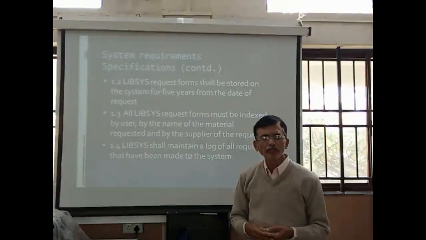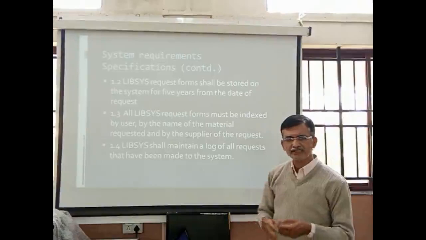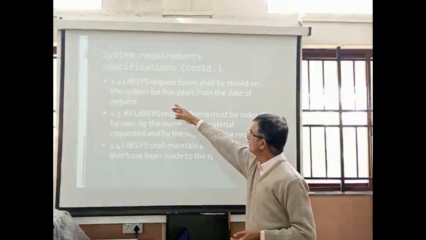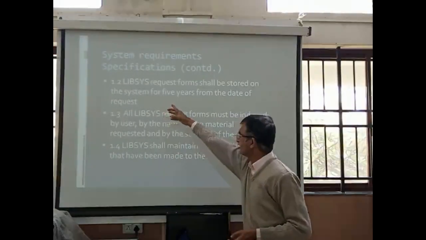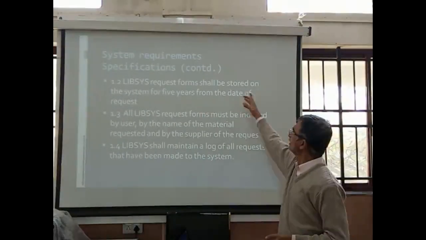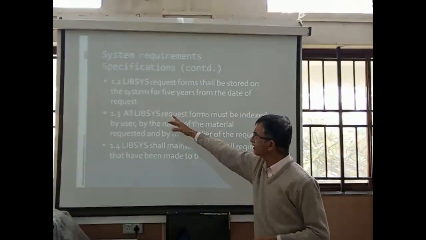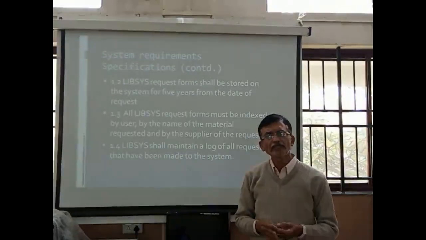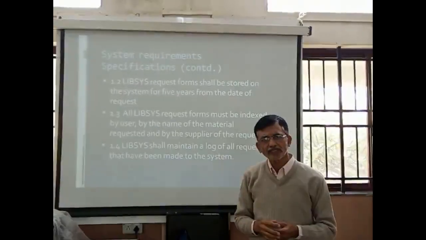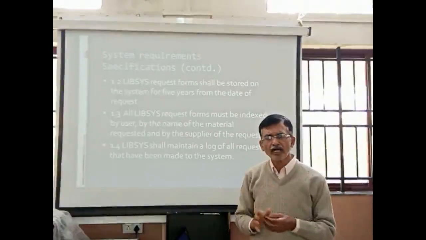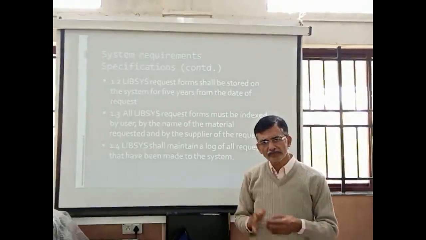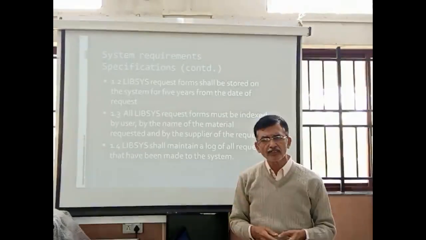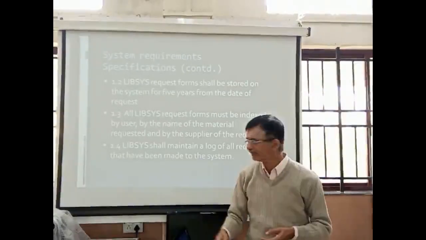In the next step, as far as system requirements are concerned, for the library system example that we are considering, the second system statement is: library system request forms shall be stored on the system for 5 years from the date of request. So these request forms will be kept only for 5 years. Beyond 5 years they will not be available. So the records will be kept only for 5 years, and the record should be readily available for the 5 years from the date of request.